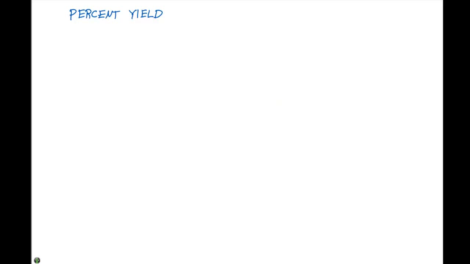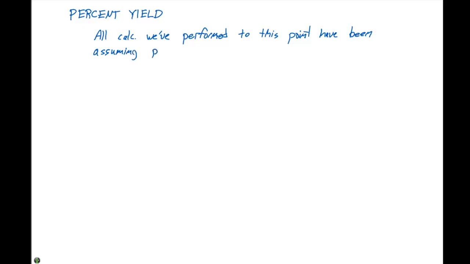The last topic we're going to tackle in this section of the textbook is called percent yield. And all calculations we've performed to this point have been assuming perfect, ideal conditions.